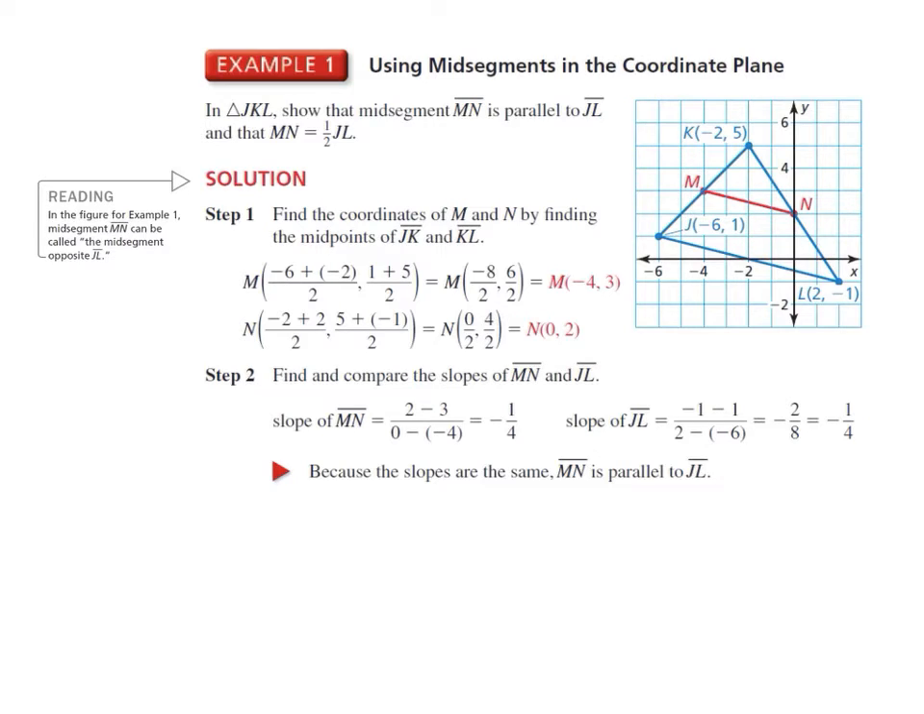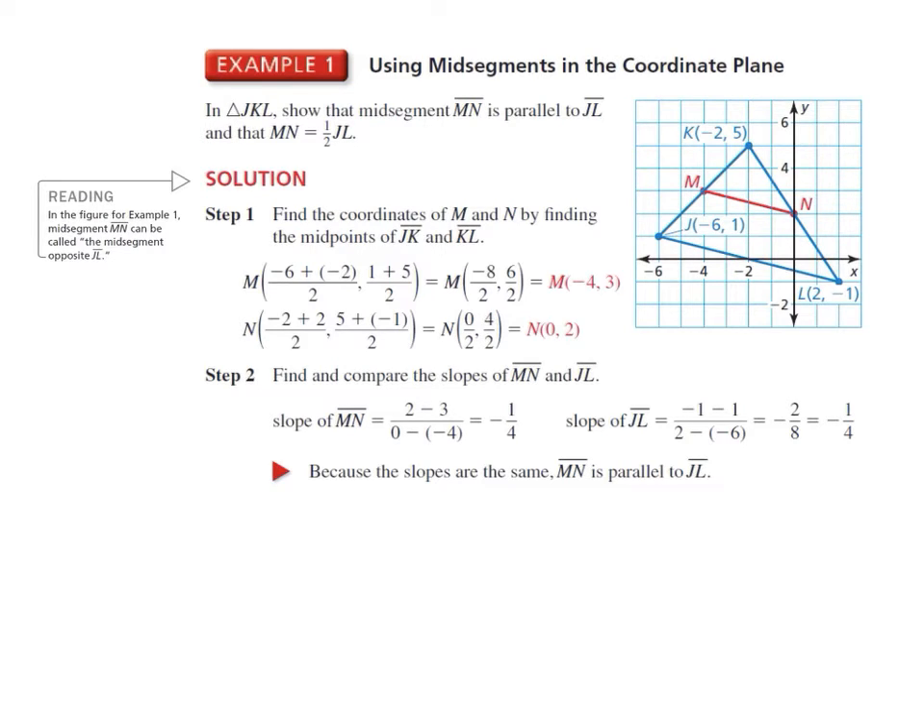Step 2, find and compare the slopes of segment MN and segment JL. So we plug in our coordinates to find the slope of MN, and we find that the slope of segment MN is -1/4. We plug in our coordinates for J and L into the slope formula and find that the slope is -1/4. So since the slopes are the same, we can conclude that segment MN is parallel to segment JL. In other words, our midsegment MN is parallel to its opposite side, JL.